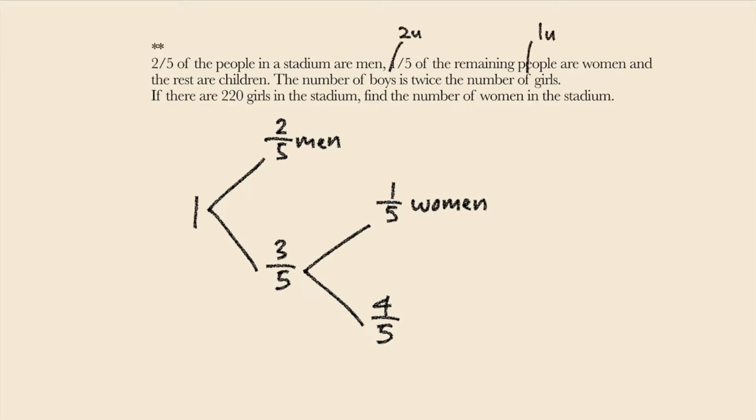Well, I can say let the boys be 2 units and the girls be 1 unit. Now, what does that mean? Well, we are used to having branches come out like this, right? Branches coming out like this. Well, why don't we say the total is 3 units?